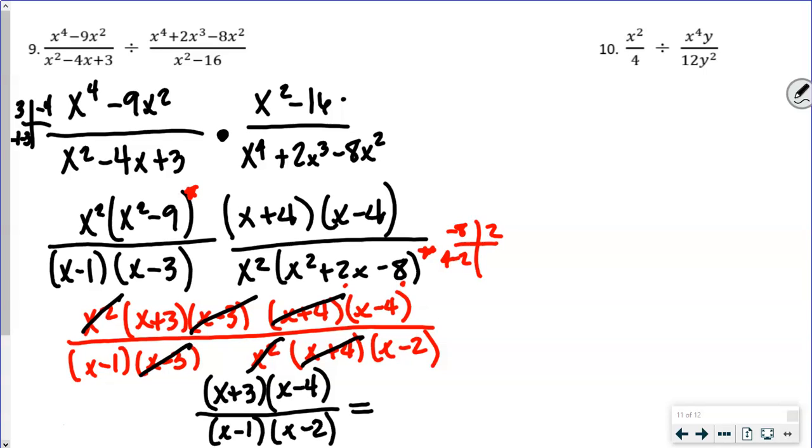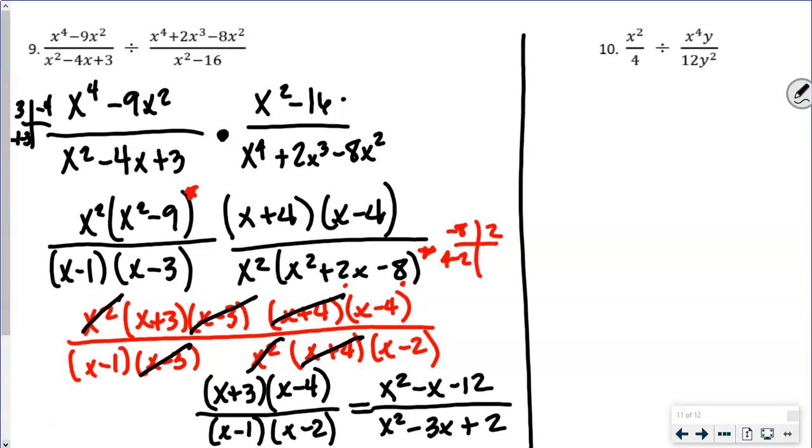Now, as I said before, sometimes these answers, y'all, we'll actually multiply that. So if we did that, that would be x squared, and then we got minus 4x plus 3x, so that would be minus x minus 12. That's our numerator. And then on the bottom, we'd have x squared, and then we got negative 2x minus 1x, so that's minus 3x plus 2. Okay? So the answer could be written either one of these ways, all right? So we got one more.